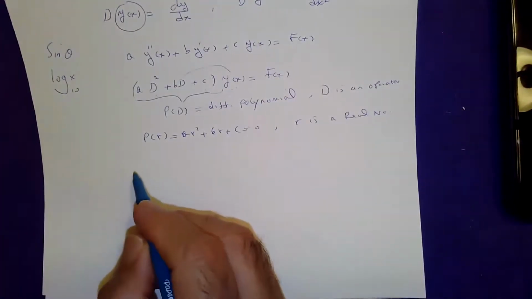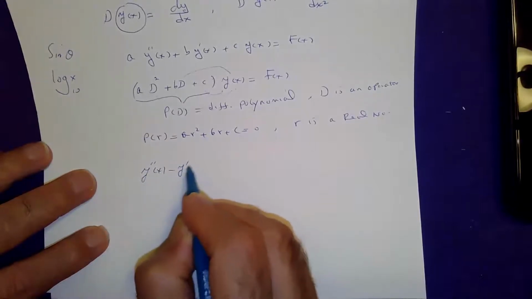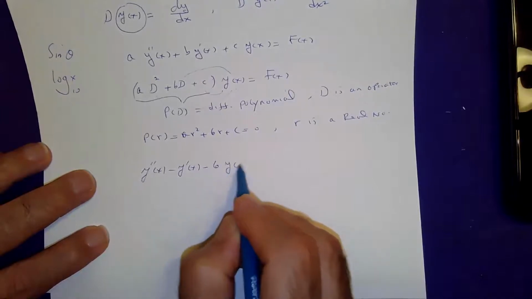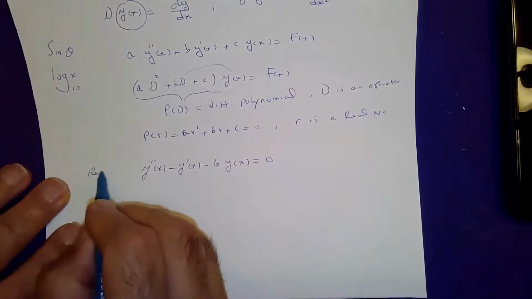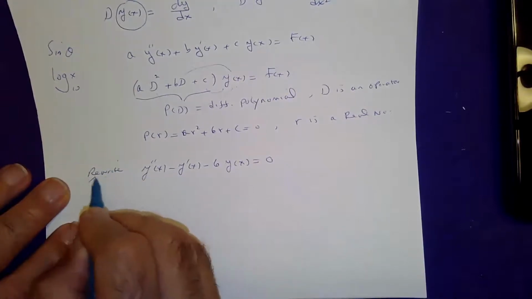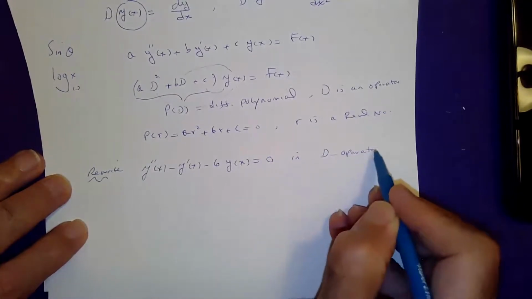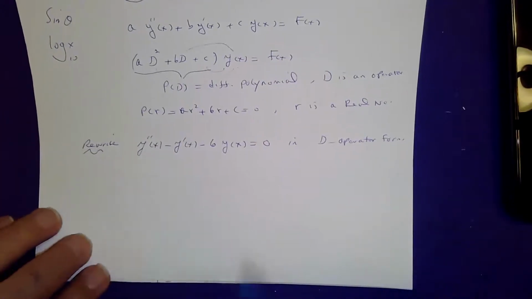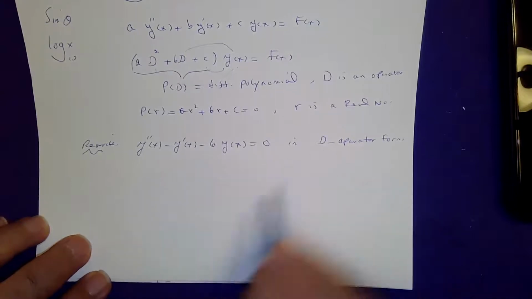So what that means if I have an equation like y double prime minus y prime minus, let's say, I don't know, 6y is equal to 0, how would I rewrite this? How would I rewrite this in D operator form? How would I do that? How would it look like? Did you want to give it a try? I want to change this to a D operator.